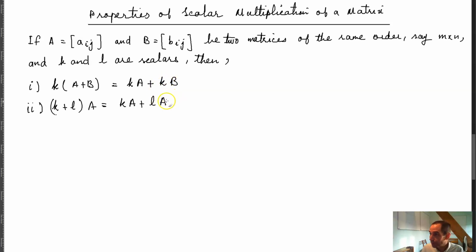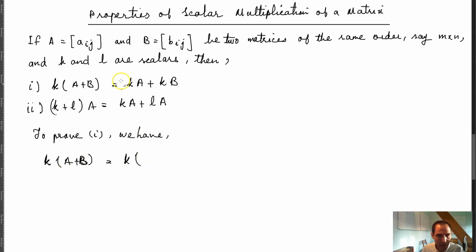Now to prove this, to prove number 1, we have basically k times a plus b is equal to, well, a plus b, you can write this as k times the matrix a of ij plus b of ij, and that is the same, and you can write this as k times a of ij plus b of ij.